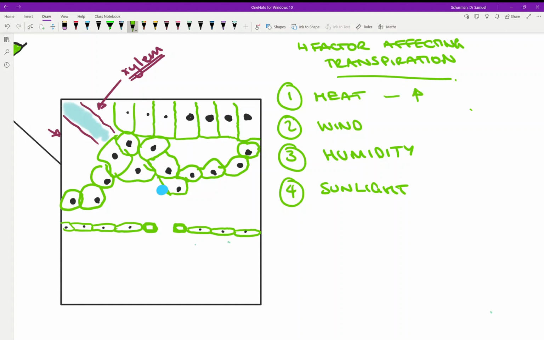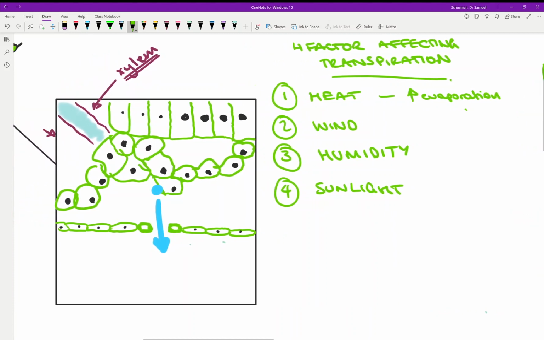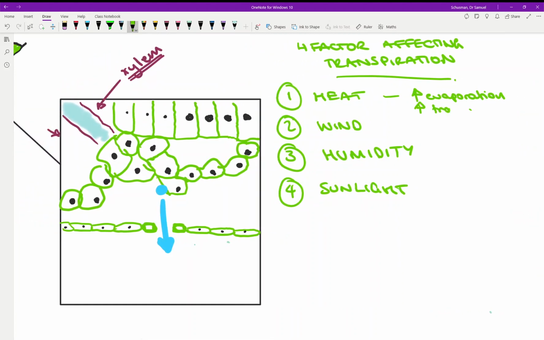And that's because this evaporation of this water molecule and it's leaving through the stomata is much more likely with increased heat, because increased heat brings increased evaporation. So I'm going to put increased heat equals increased evaporation, and therefore increased transpiration. So increased evaporation, increased transpiration. So that's heat. Just going to get rid of that to keep it very clear what we're talking about.